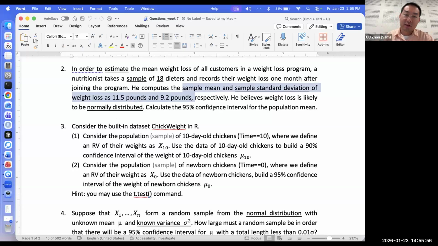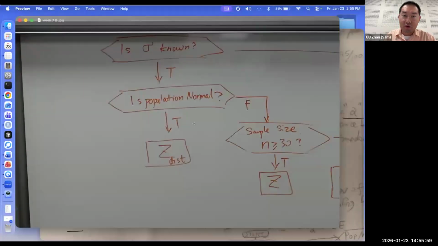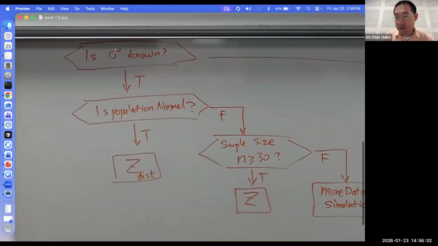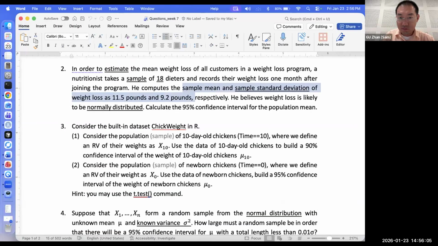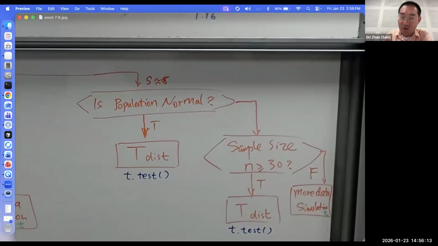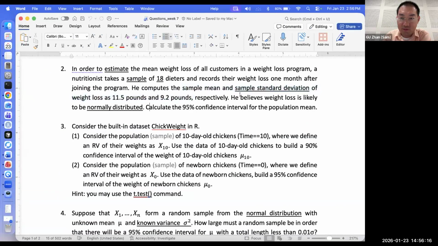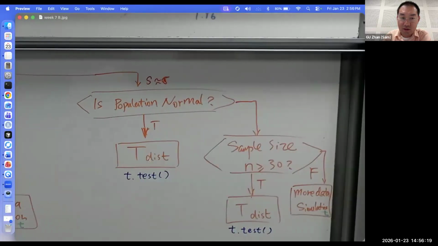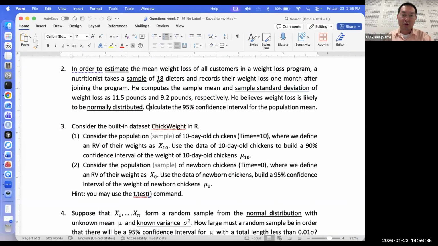Calculate the 95% confidence interval. Again, we go to this decision tree. Is the population standard deviation known to you? The population standard deviation is not known to you; you only have the sample standard deviation, right? So we go here. Is the population normal? The population is believed to be normally distributed. Then you go down: t distribution. Even though the sample size is small, as long as the population is normally distributed, the sampling distribution will be normally distributed. So now we know we are going to use the t distribution for question 2.